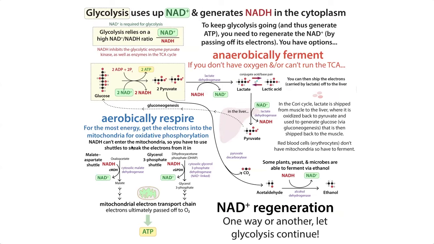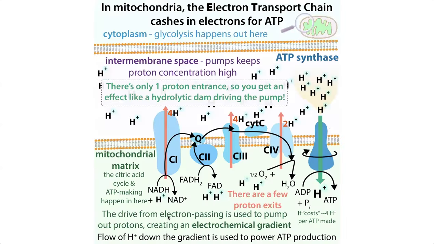One way or another, you're going to be regenerating that NAD+, but that process is only going to take place if you have oxygen, because the electron transport chain requires oxygen. If you don't have oxygen, you're not going to do the electron transport chain, so you're not going to take those electrons into the mitochondria.